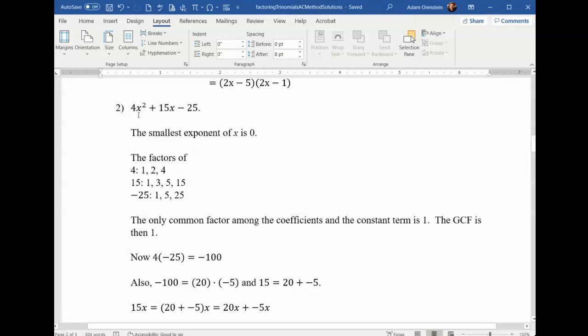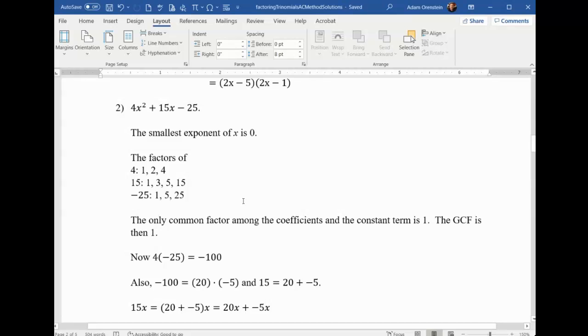The factors of 4, 15, and negative 25 are here. Remember, the factors of negative 25 are the same as the factors of 25. So for 4, we get 1, 2, 4. For 15, we get 1, 3, 5, and 15. And for negative 25, we have 1, 5, 25. You can see the only common factor is 1. So the GCF would be 1 times x to the 0, which is really just 1.